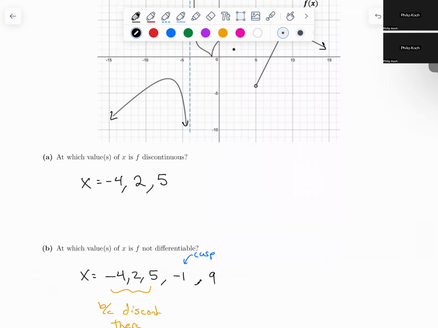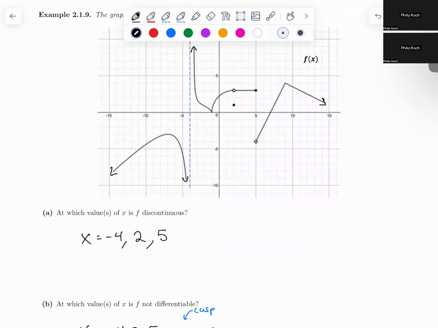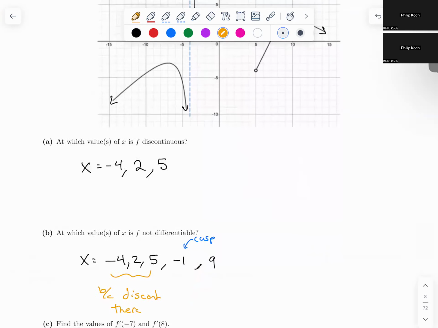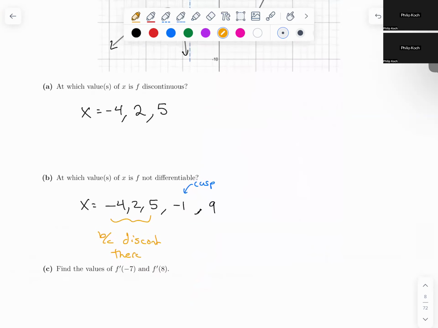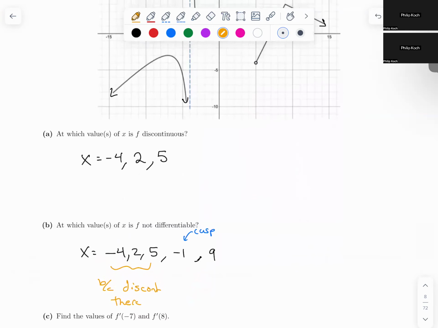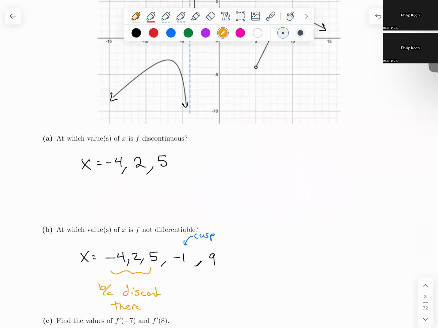Can you talk about this for a second? Yes. Why that x equals -7, why that curve is differentiable? At -7? Yeah. So, excellent question. Actually, that's going to be one of the questions we're going to ask next. So, find the values of f prime of -7, unless there's any other questions on part B. Yes. 9 was a corner. Yes, thank you.